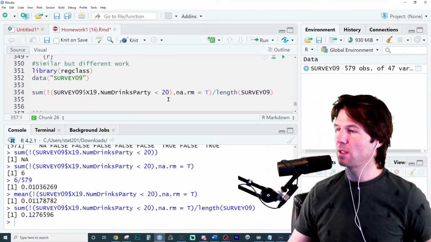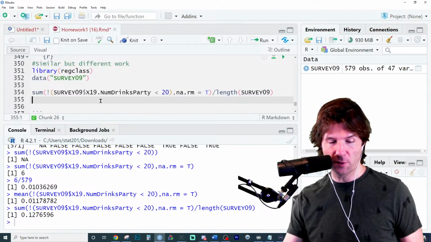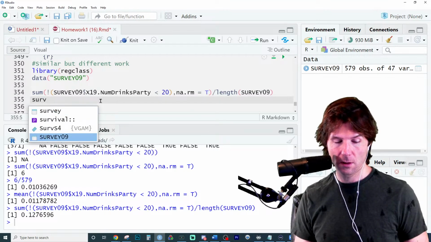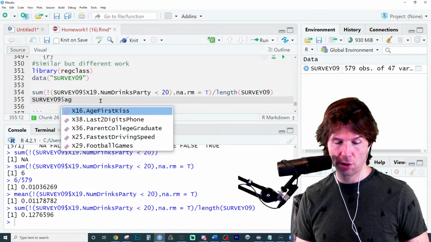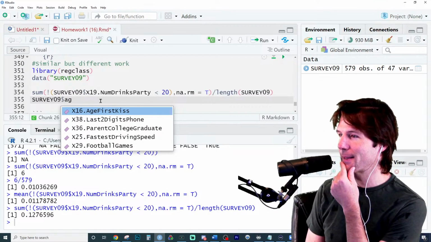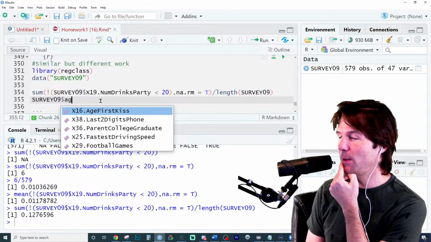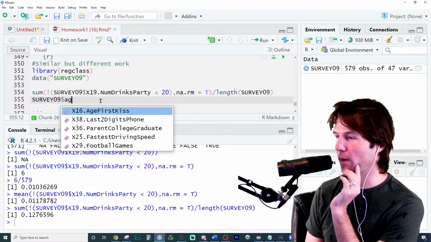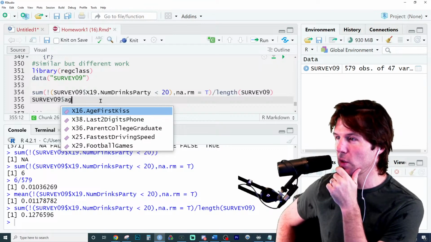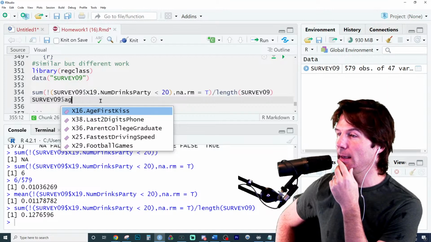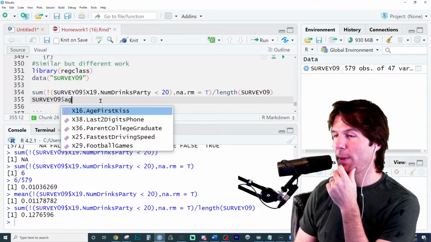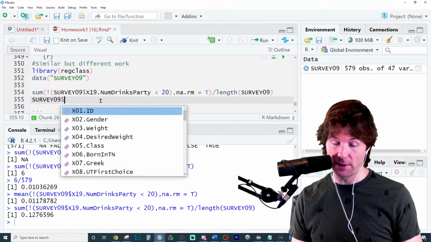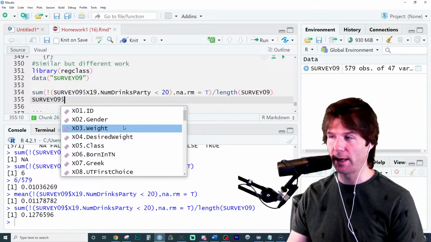Now, another constraint. I think this had age of first marry. Age of first kiss. People talk about getting kissed on the playground, like, oh, this is kindergarten. So let's say, I don't know, I'm going to do whatever. Parents graduate college. There's a lot of validation issues with this data set. Gender, weight. Okay, let's do weight.